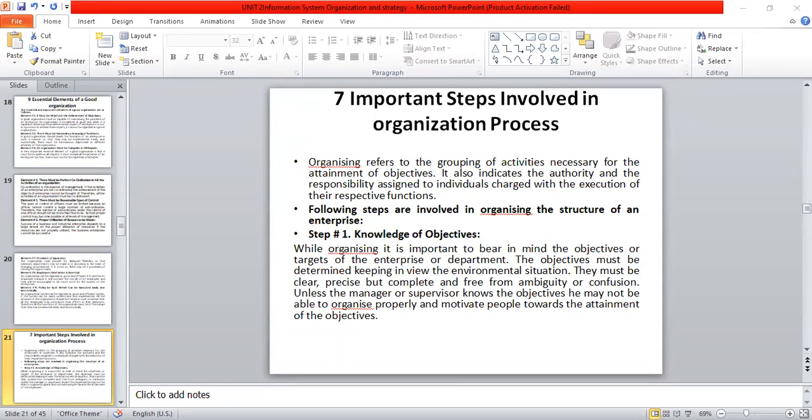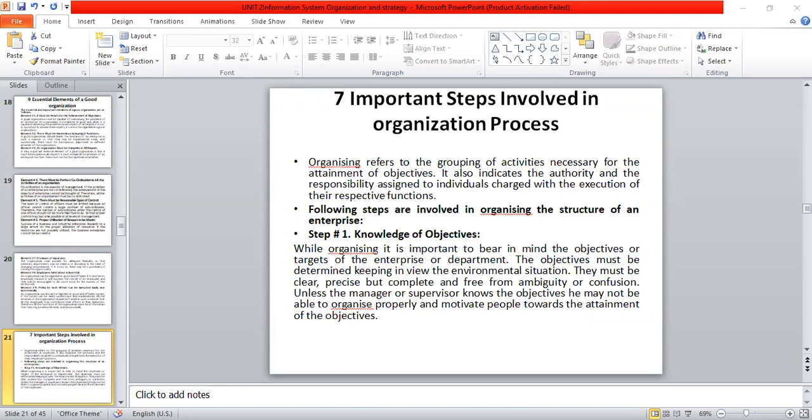Then reasonable span of control. That means how many members you can keep under one team leader, or how many people you can keep under a manager. You have to keep the proper count of subordinates. If the subordinate count is very small, then we cannot use the complete energy of the manager or the team leader. But if the count is very large, then that manager or team leader cannot control the complete mob. So you have to keep the proper number of subordinates under the higher level authority.